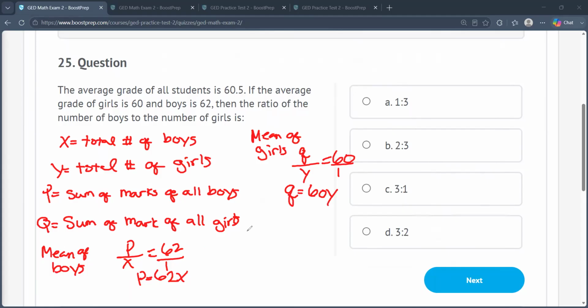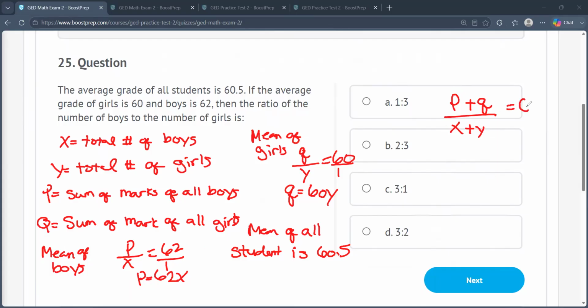Okay, then what I'm going to do is find the mean of all students, which is 60.5. So mean of all students is 60.5, which can be written as this: P plus Q over X plus Y, right? P is the sum of marks of all boys, and Q is the sum of marks of all girls. X is the total number of boys plus the total number of girls. And we'll set that equal to 60.5.